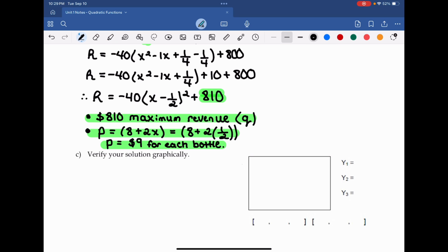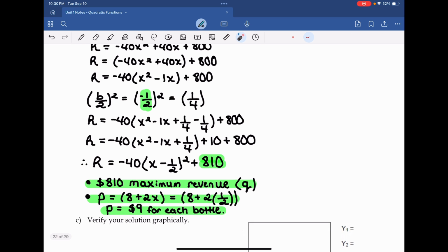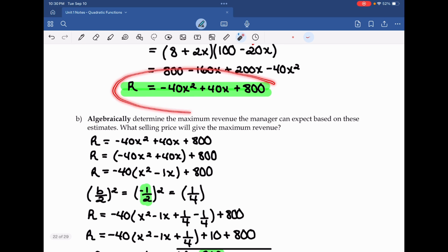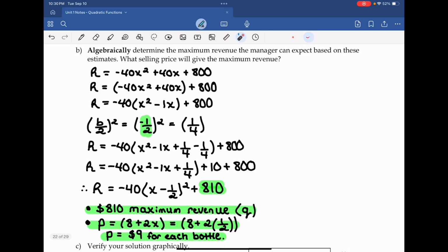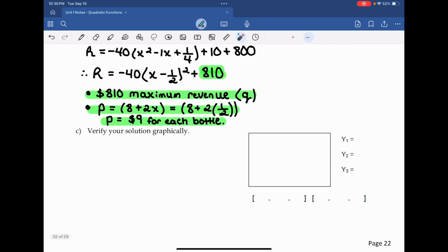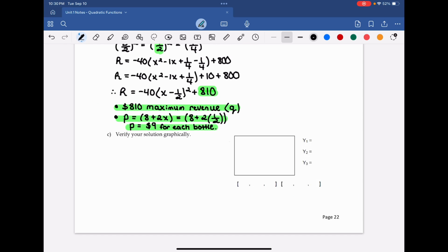But in the cases of these types of problems, we're more concerned about the algebraic method than the graphing. If we wanted you to graph something, it would be a different context and it wouldn't be so applied like this. So please, if you want to verify this graphically, make sure you type in this function, or even the original function we came up with in part A, which was this one here in general form. And then you could easily play around with that and see what the overall graph looks like. And we should get a vertex at positive 1/2 and 810.